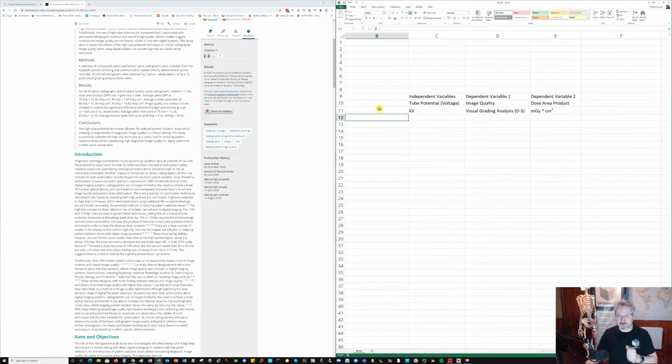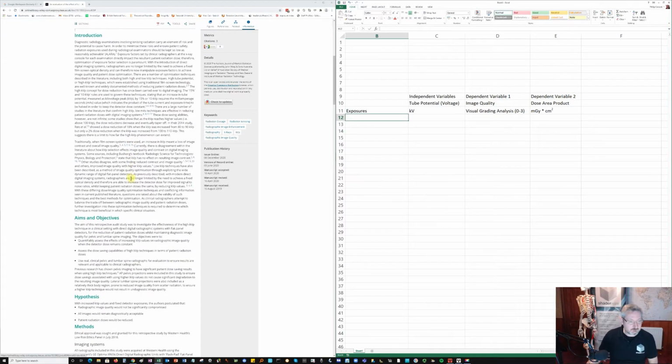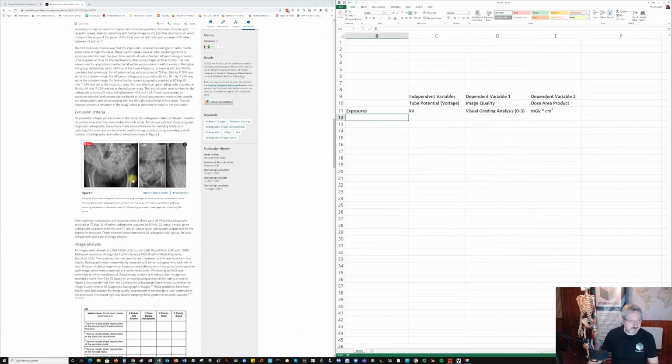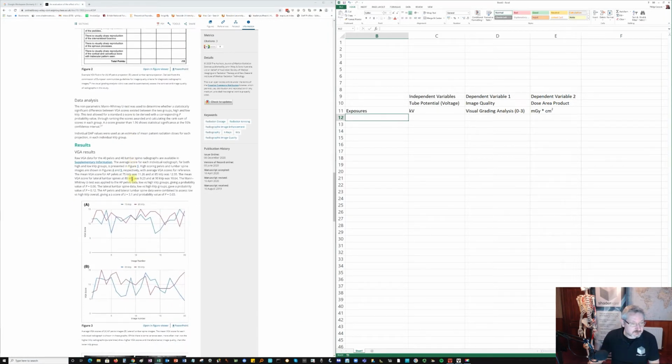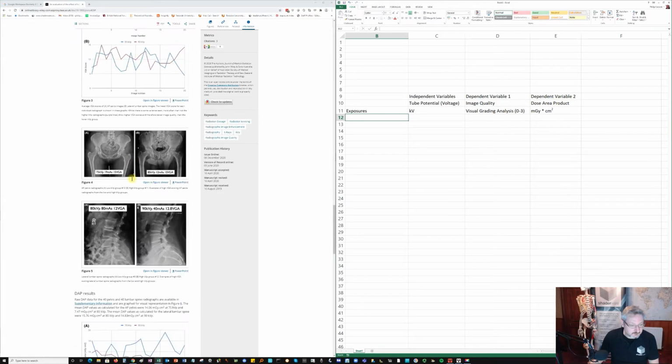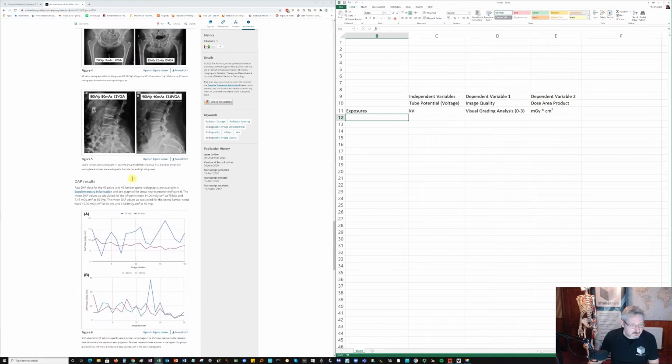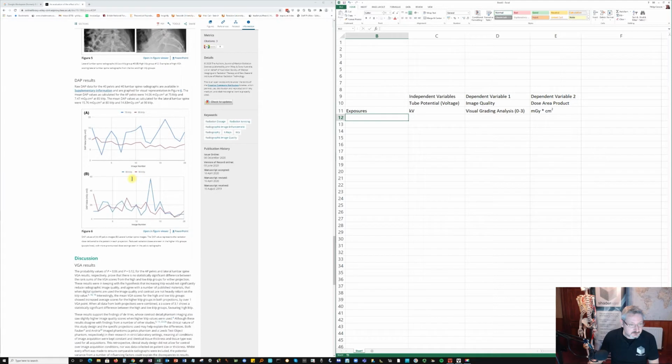Okay, so this is going to be exposures. We're going to have a number of exposures. Now, again, if we're going to replicate this, let's look at their graphs, their methodology, and their results page, see how many exposures they do. Okay, so they do 80 kV and 90 kV, and they do 75 kV and 85 kV.